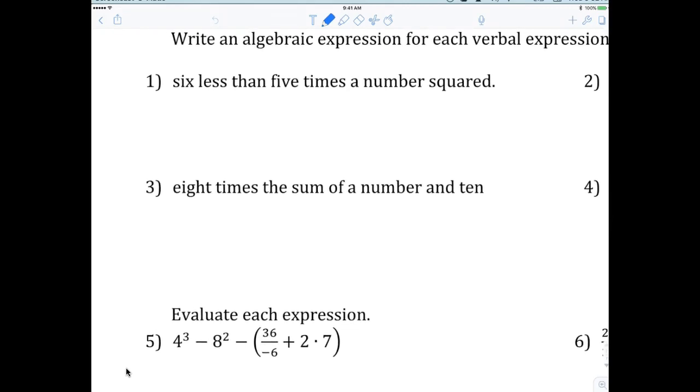Number 1, 6 less than 5 times the number squared. Remember, 6 less than means you're subtracting 6. You're subtracting 6 from what? 5 times a number squared. And I don't care what variable you're using.